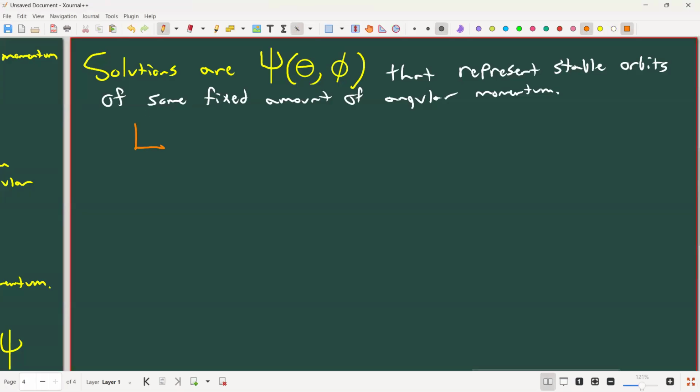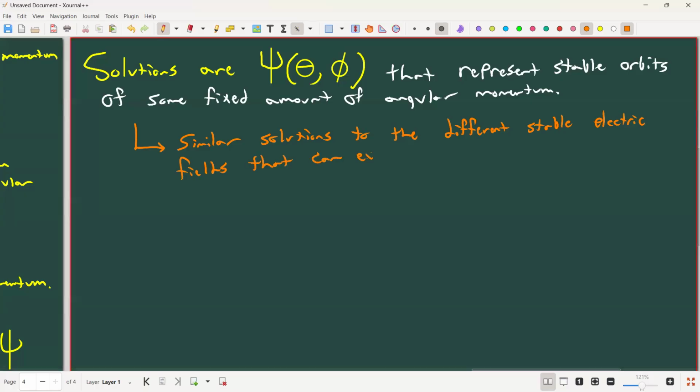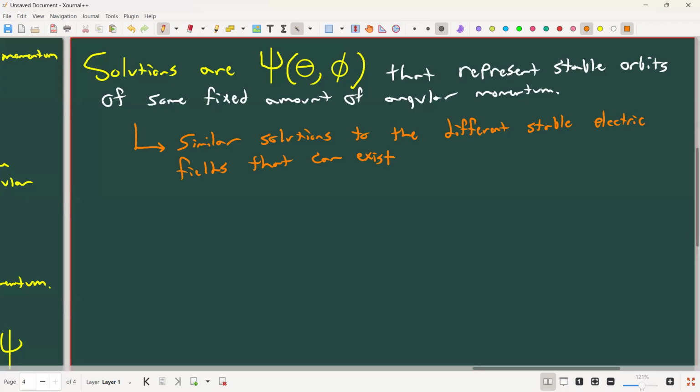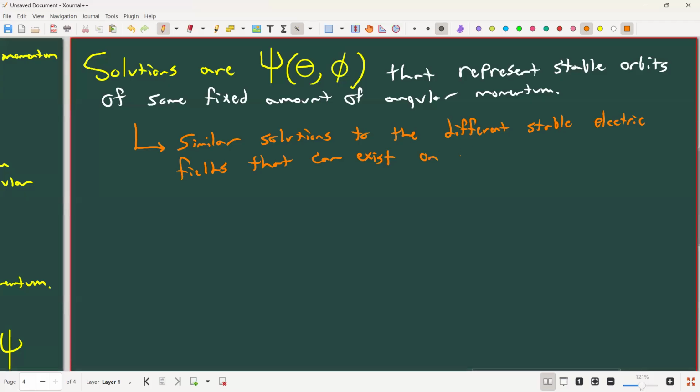And in fact, the solutions are similar to the different stable electric fields that can exist on the surface of a sphere.